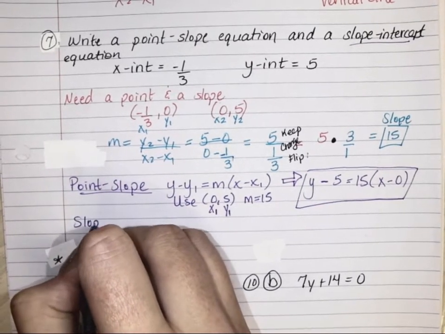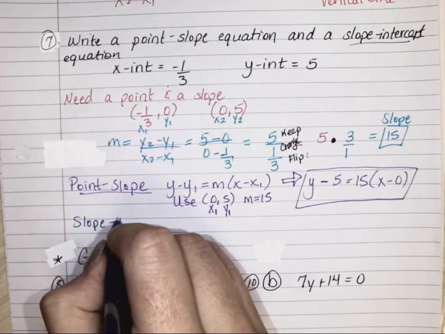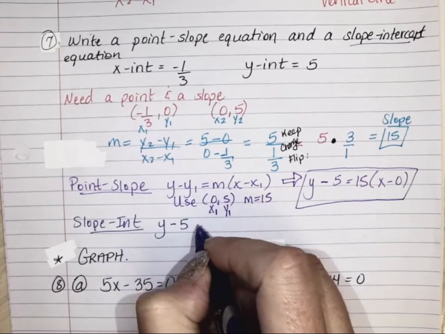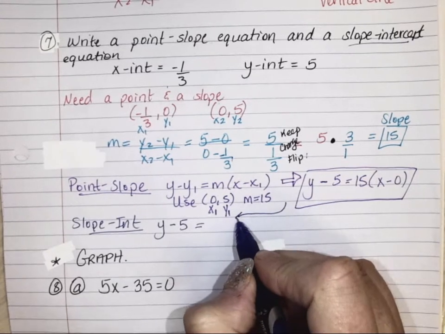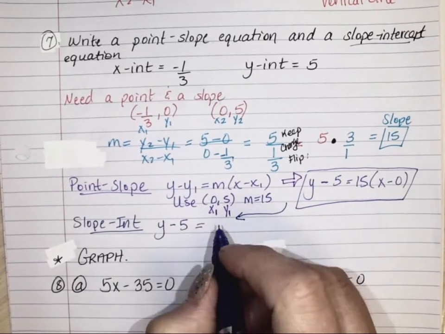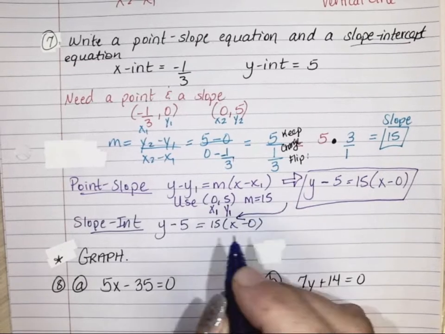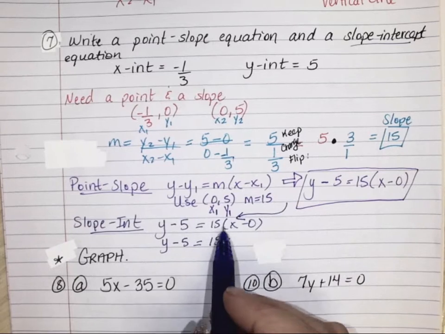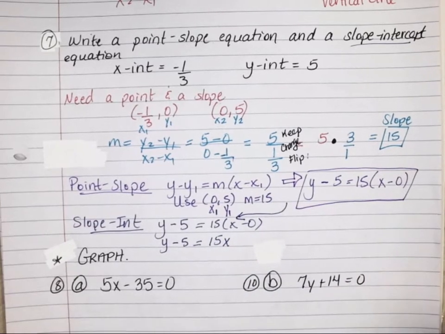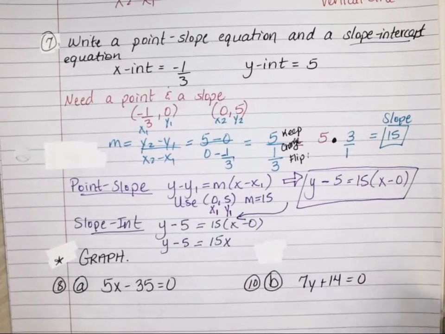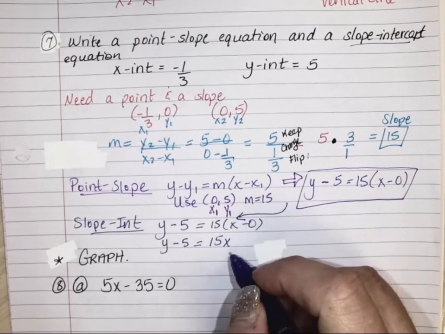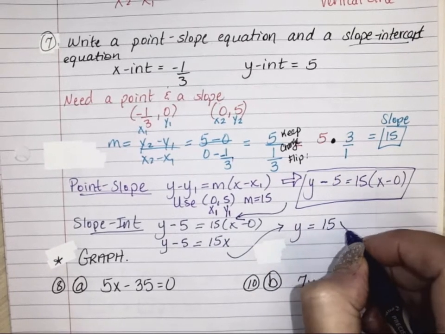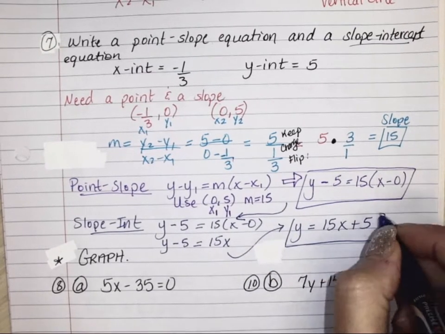So for slope intercept, I just simply take the point slope form and keep simplifying it. So I have y minus 5. And I'm going to go ahead and distribute 15. So y minus 5 equals 15x, and then 15 times 0 becomes 0. Now, in order to put it in slope intercept form, your y has to be solved for. So I'm going to add 5 to the other side, and now it is in y equals mx plus b form.